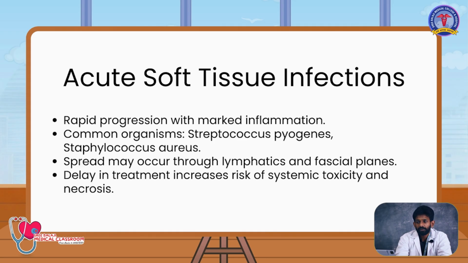In acute soft tissue infections, the onset is rapid and there is severe inflammation. The common organisms that cause acute soft tissue infections are Streptococcus pyogenes and Staphylococcus aureus, and these infections mainly spread via the lymphatics and through the fascial planes. The deep infections may infiltrate into the fascia or even the muscles. A delay in treatment of such infections can cause necrosis and can eventually lead to systemic toxicity, and the patient may go into sepsis.